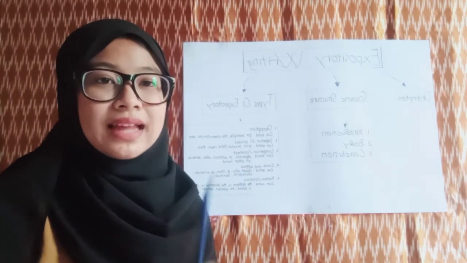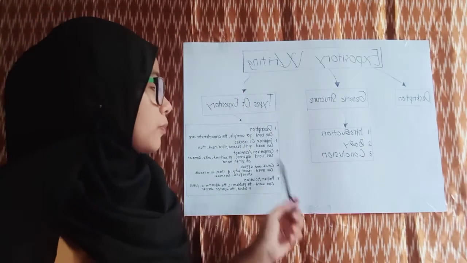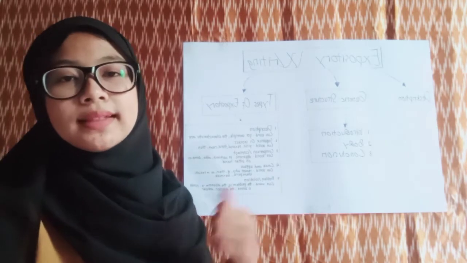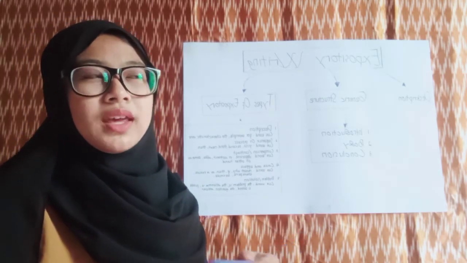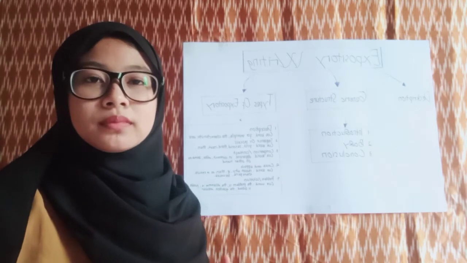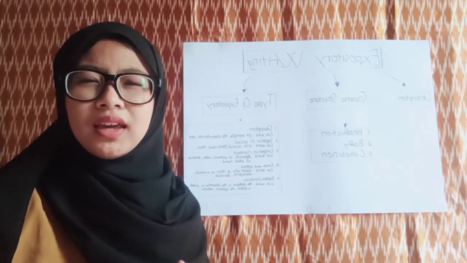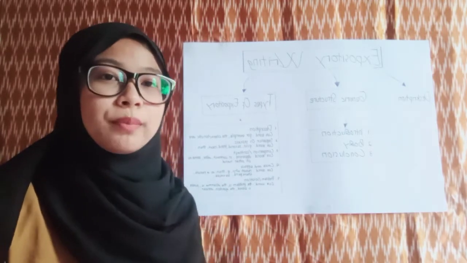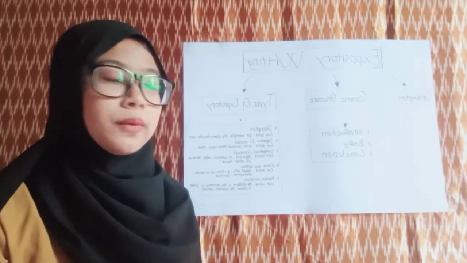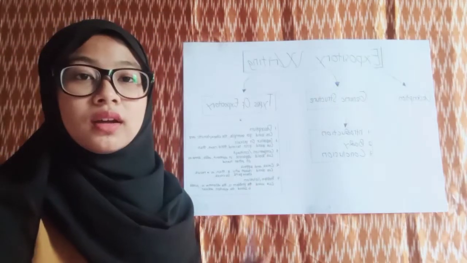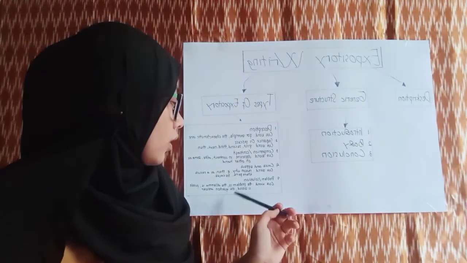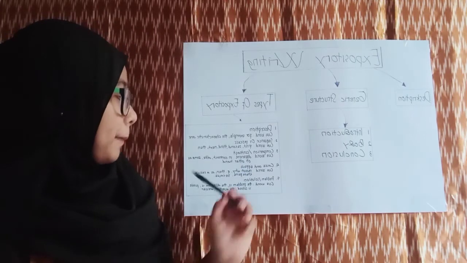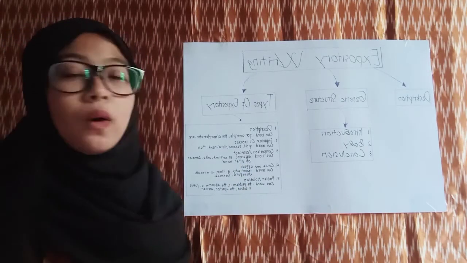And then the last type of expository writing is problem or solution. In problem or solution, it presents a problem, and then it will give a possible solution to solve the problem. And then the keywords for the problem and solution type are the problem is, the dilemma is, puzzle is solved, and the question and answer.